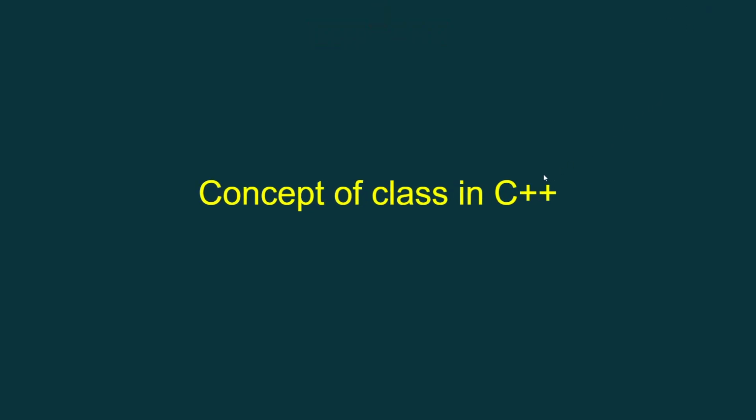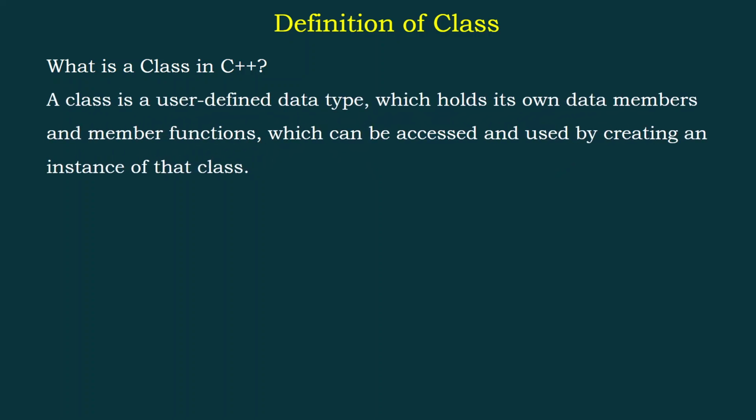Hello everyone, in this video we are going to see about the concept of class in C++. Let us see the definition of the class first. What is a class in C++? A class is a user-defined data type which holds its own data members and member functions, which can be accessed and used by creating an instance of that class. So it is not a built-in type, it is a user-defined data type.